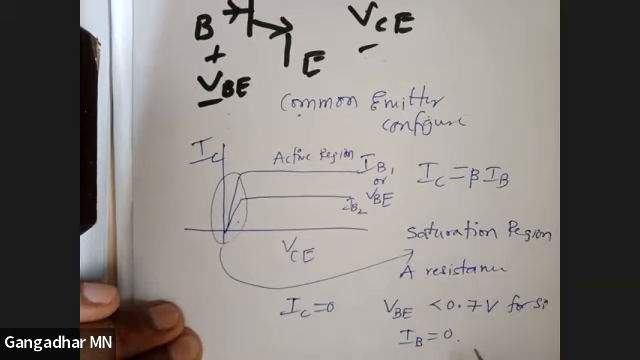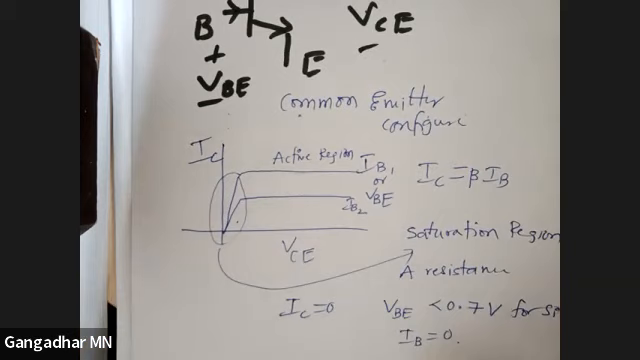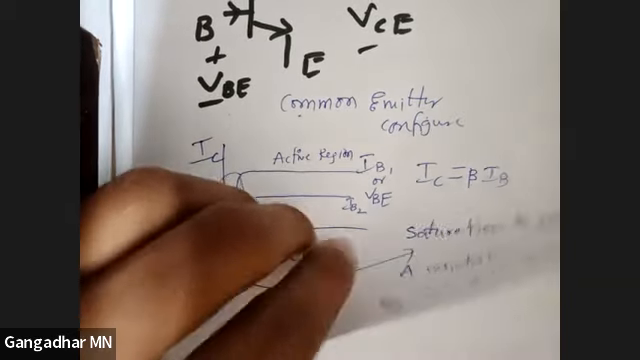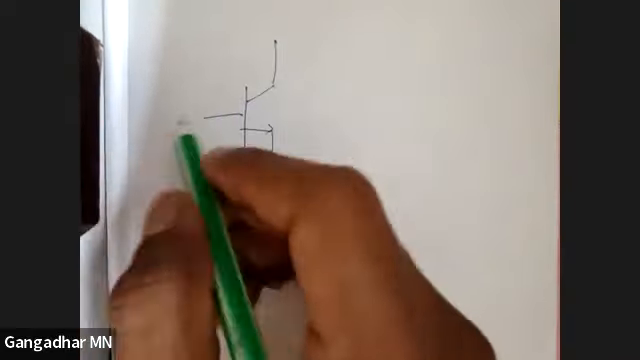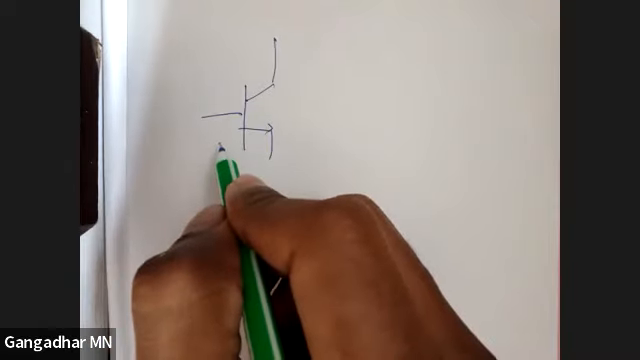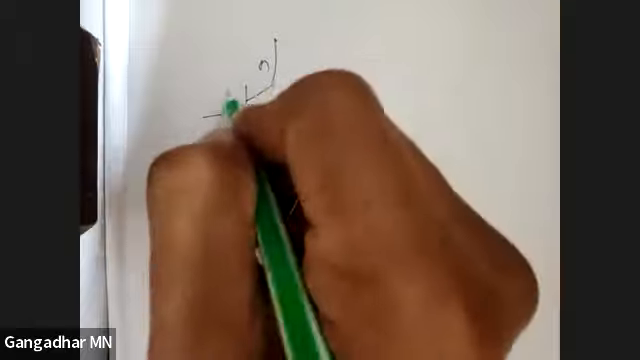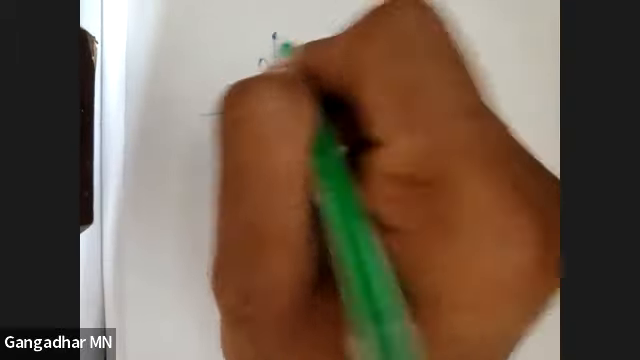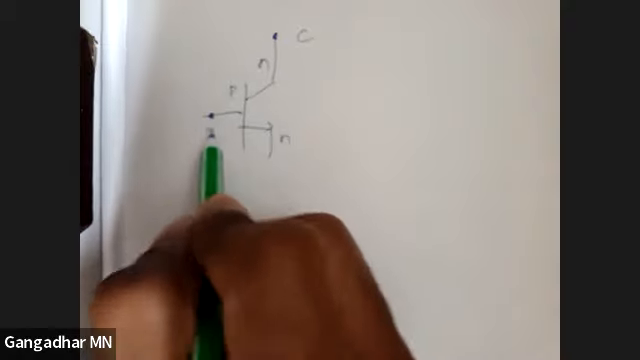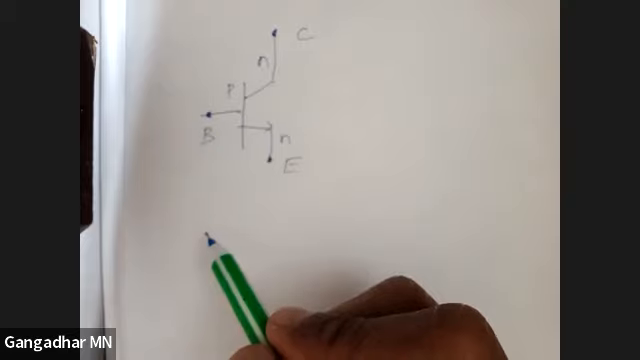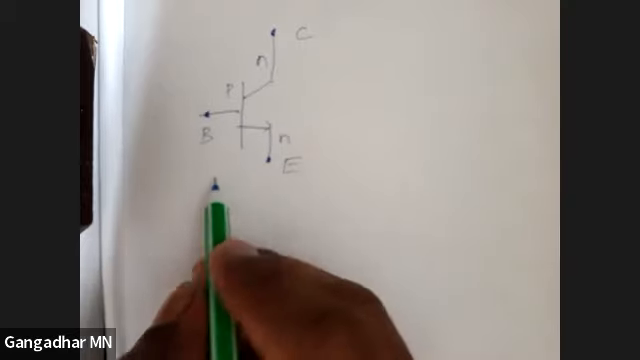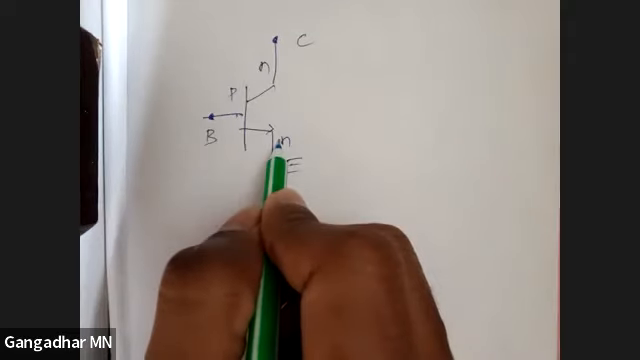Now from here we'll see how the input characteristics look like. The input characteristics are more likely to be a forward diode characteristics. The reason, if I take an NPN transistor, let's say this is the collector, and this is base, and this is emitter. Okay, so here this is P and this is N.